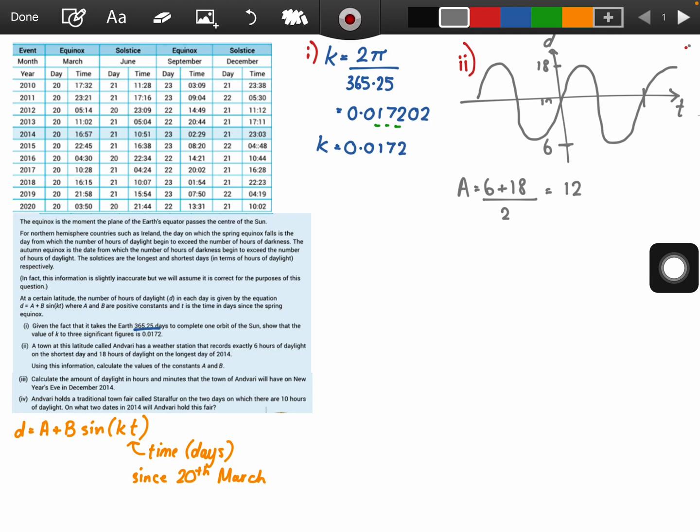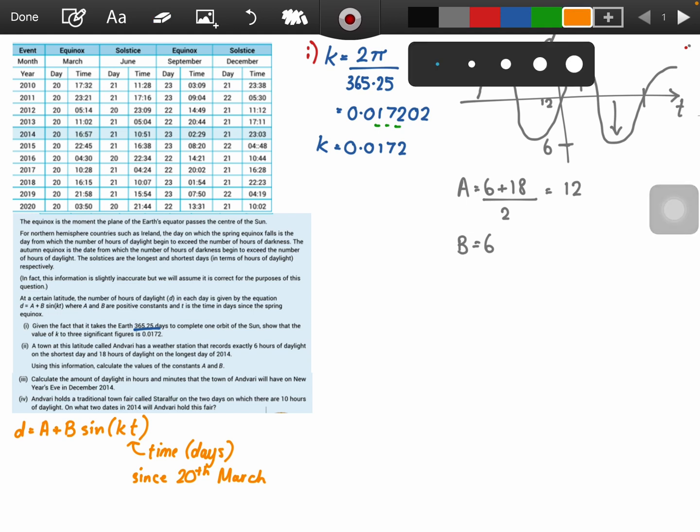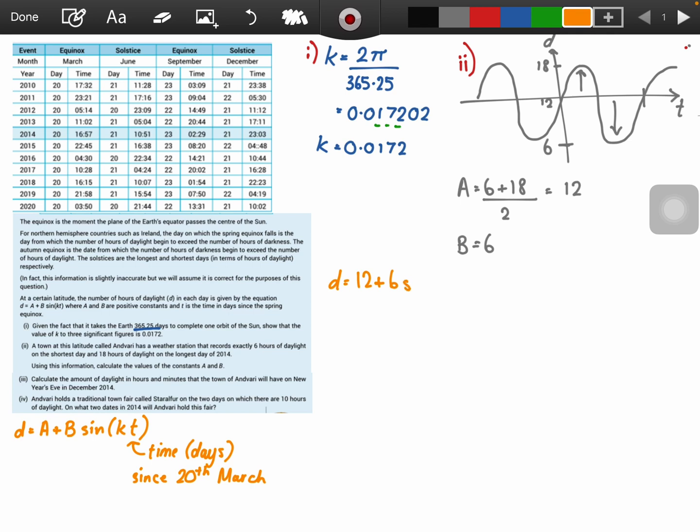And then B is the amplitude, so how much it goes up from A and how much it goes down from A. So it's going up 6 and down 6. So B, the amplitude, is 6. That's great, that means that we can now write in our function. Because I have A and B, I have the function that the amount of daylight is 12 plus 6 sine 0.0172 t.